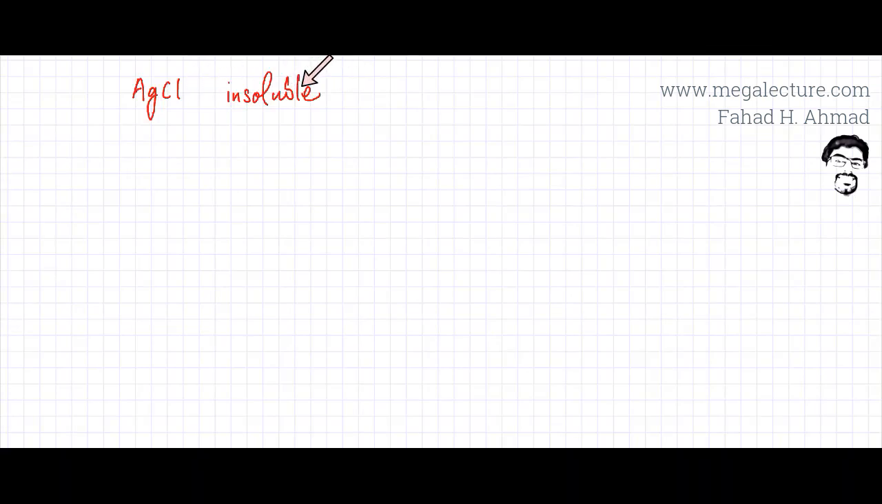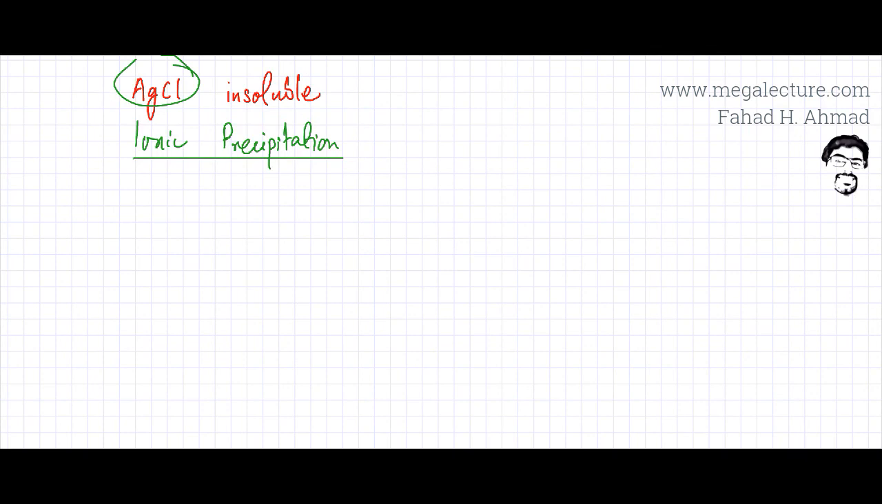AgCl is insoluble, and there's only one way where insoluble salts could be produced, and that method is called ionic precipitation. Since you're trying to make this AgCl, you're going to find two soluble compounds and mix them. So first, you need to find two soluble compounds, one containing Ag+ ions and the other containing Cl- ions, and you're going to mix them.